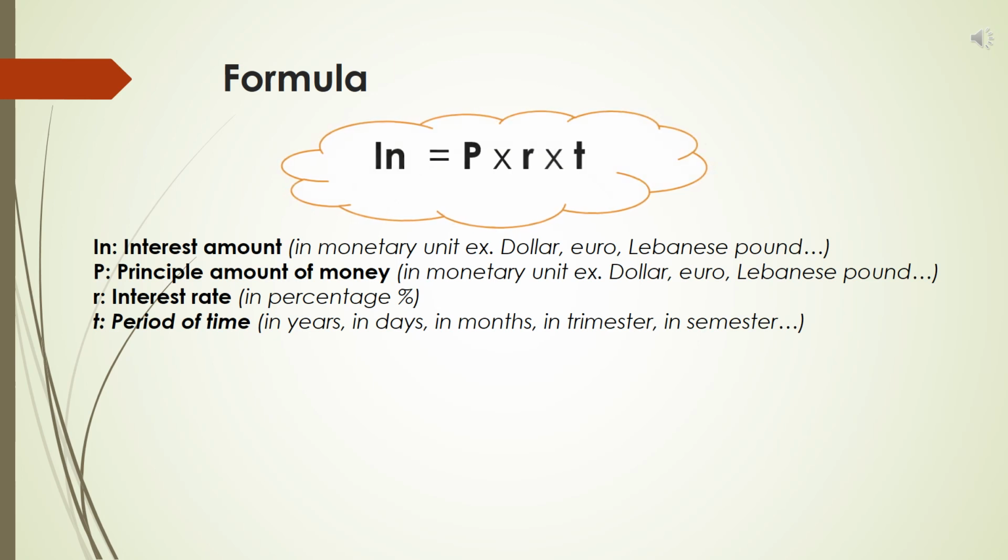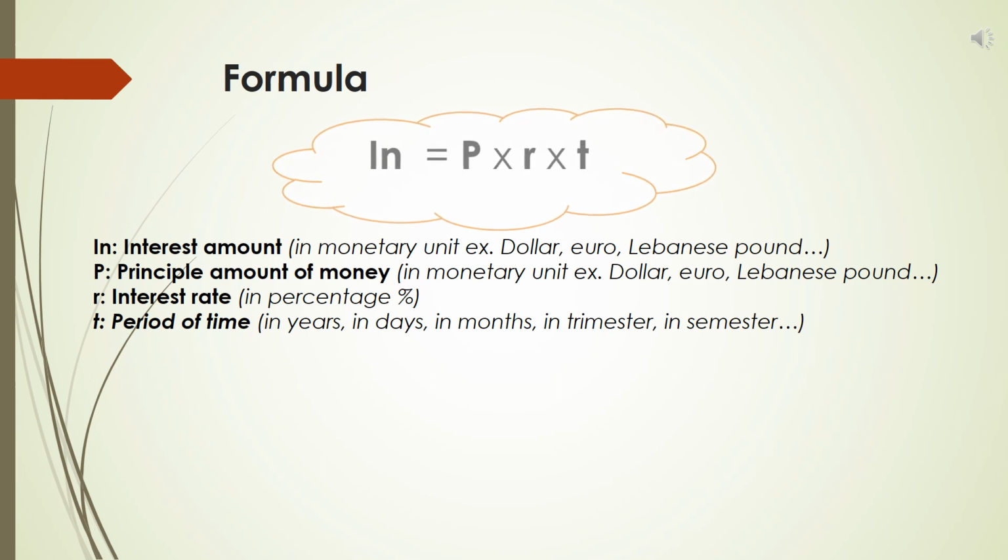And last, T is the period of time. For example, if I borrowed money for 3 years, 3 years represents the period of time. The period of time could be in years, days, months, semesters, etc.